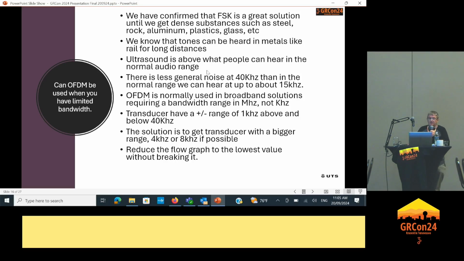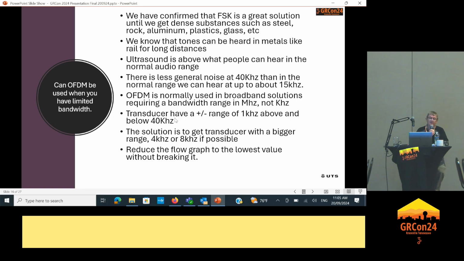So using ultrasound, it's above what people can hear in the normal audio range, so there's less interference at that range. There's less noise on the 40 kilohertz spectrum, which is great because you don't have interference from other things that we would normally be listening to. So OFDM is normally used in a broadband solution. Again, that's looking for bandwidth in megahertz, and I've got kilohertz, which is not good.